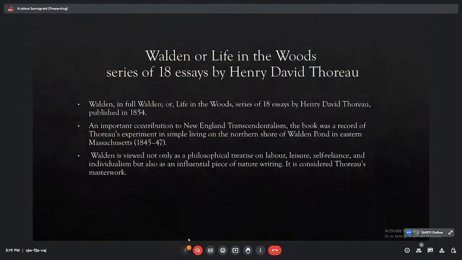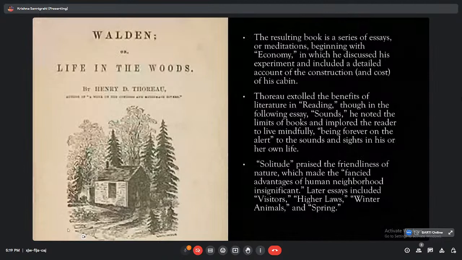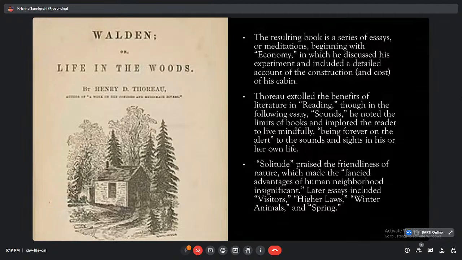So, as we were saying, this particular picture gives us an idea of how Walden looks, and what exactly would be the imagination of the writer, that is Thoreau. So it's a series of essays, meaning not just one, but quite a few essays in this series, in which he discussed his experiment and included a detailed account of the construction and cost of his cabin.